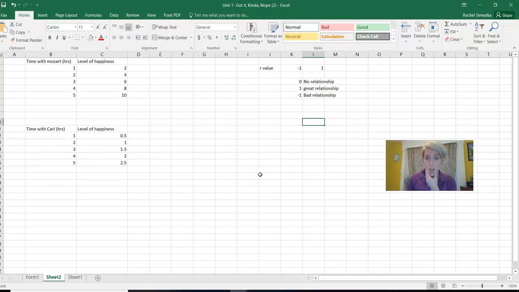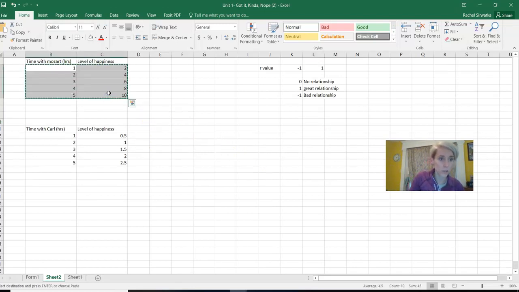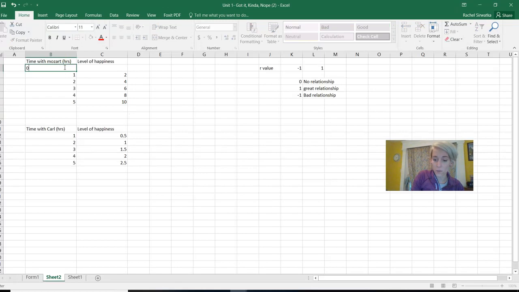Okay, so we are going to start with some data. I forgot to put in my 0 points, so I'll just move that down. We're going to take a look at what an R value would look like, because I can generate that in Excel. You are not going to have to calculate the R value. You're just going to have to know what it means.